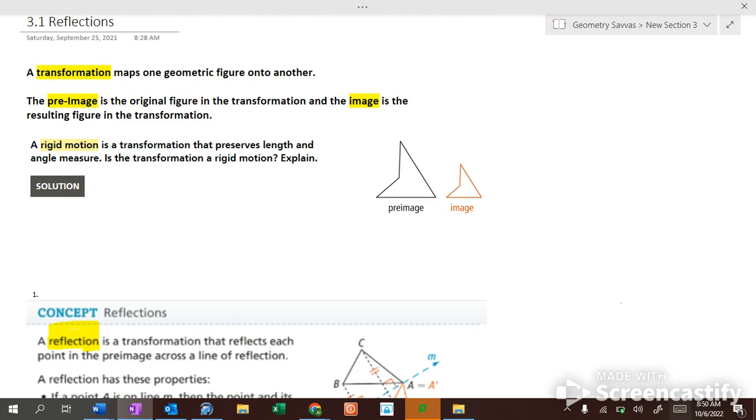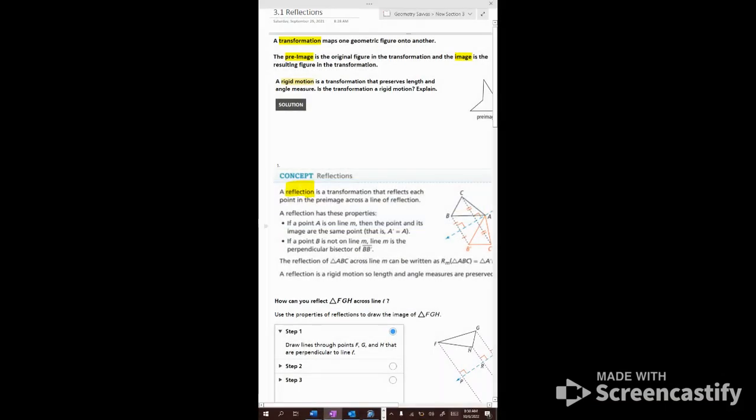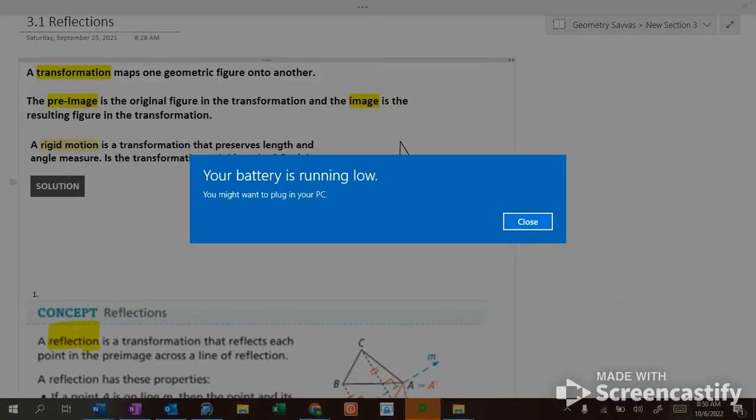In this chapter, we're going to be talking about transformations. In middle school, you talked about transformations as slides, flips, and turns. Slides, flips, and turns. Okay?